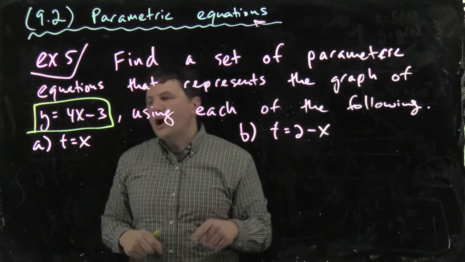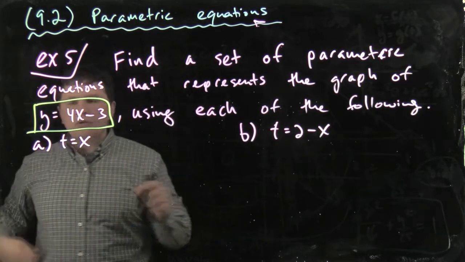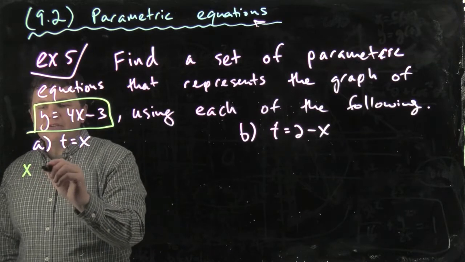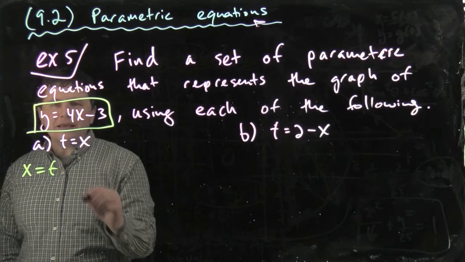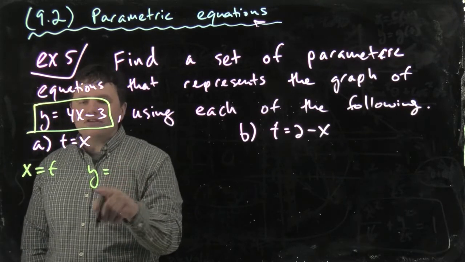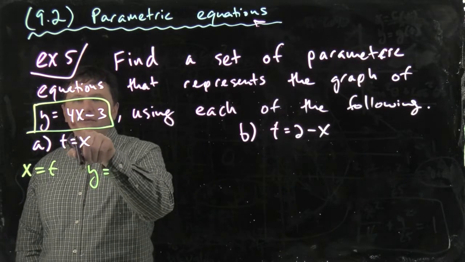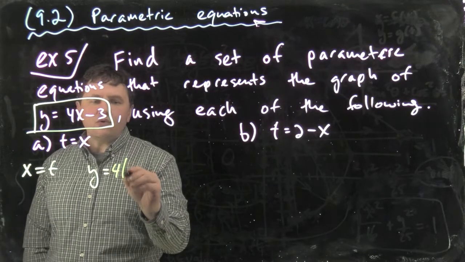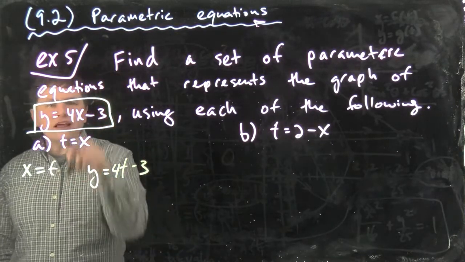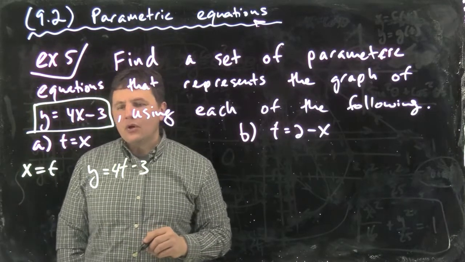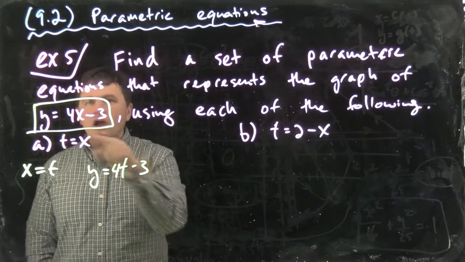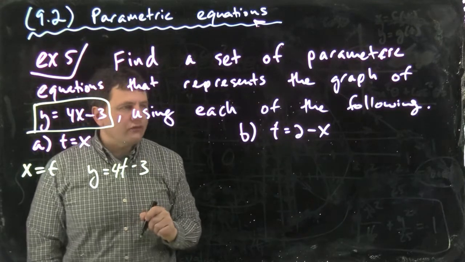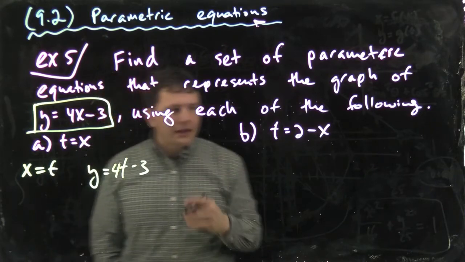All right, so it can't get any simpler than this. t is equal to x, so that means that x is equal to t, which means that y is simply equal to, instead of x's, we've got t's here. It's just 4t minus 3. I'm done. So that's one way I can describe this thing. Okay, we'll graph these in a moment so we can talk about the difference. We know what the general graph looks like, but we want to see how that compares.